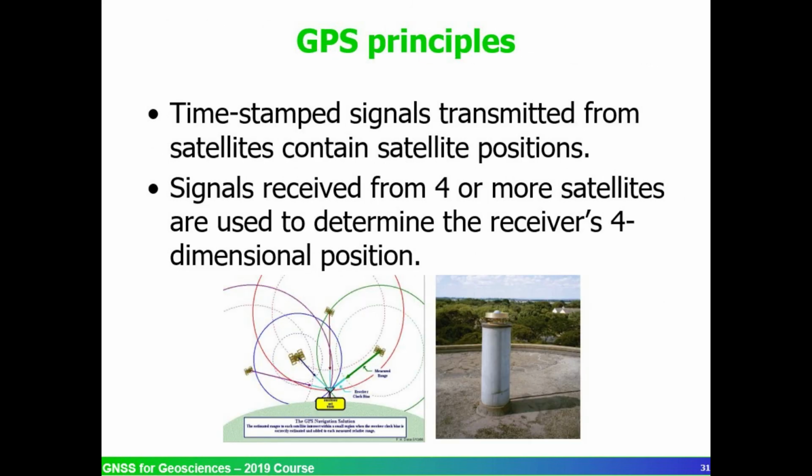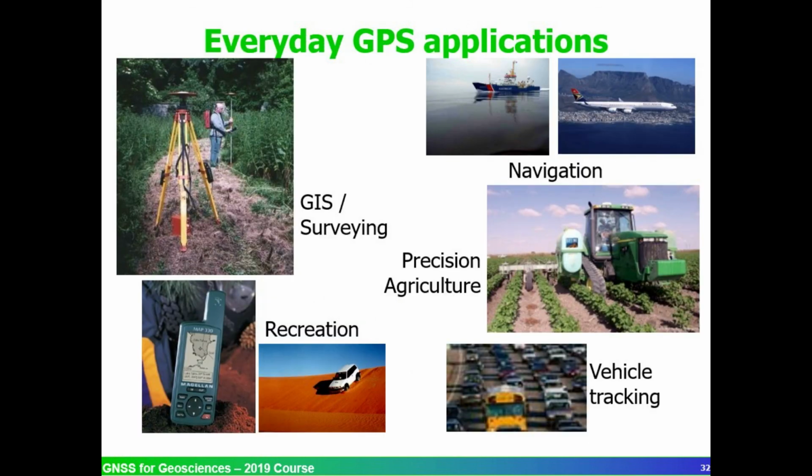GPS principles. Time-stamped signals transmitted from satellites contain satellite positions. Signals received from 4 or more satellites are used to determine the four-dimensional position of the receiver. GPS is used in surveying, navigation, precision agriculture, vacation, intelligent transport, and definition of coordinates.